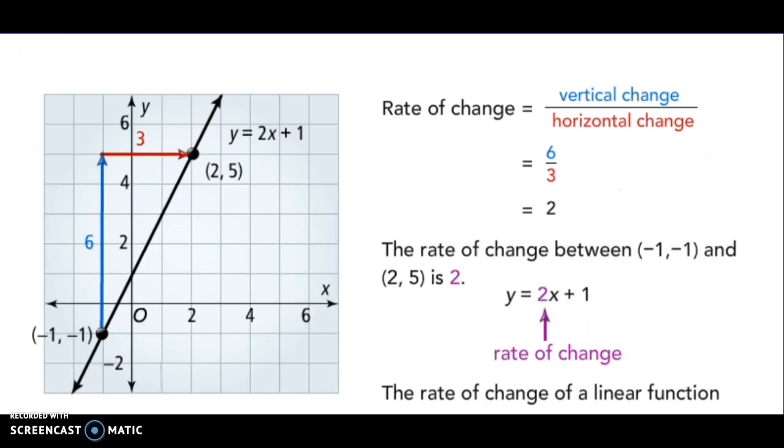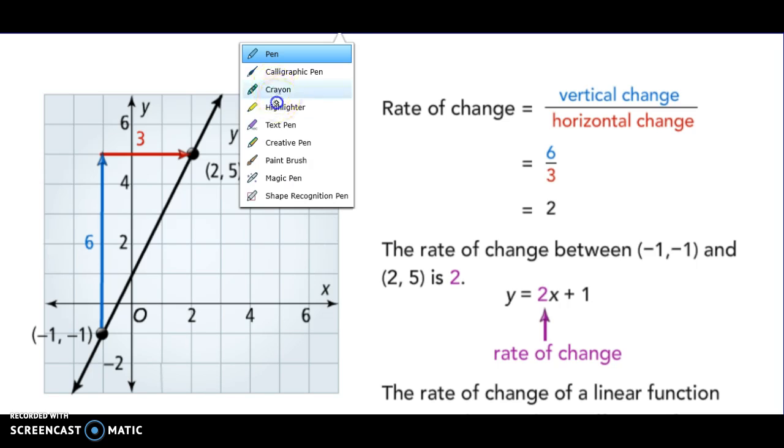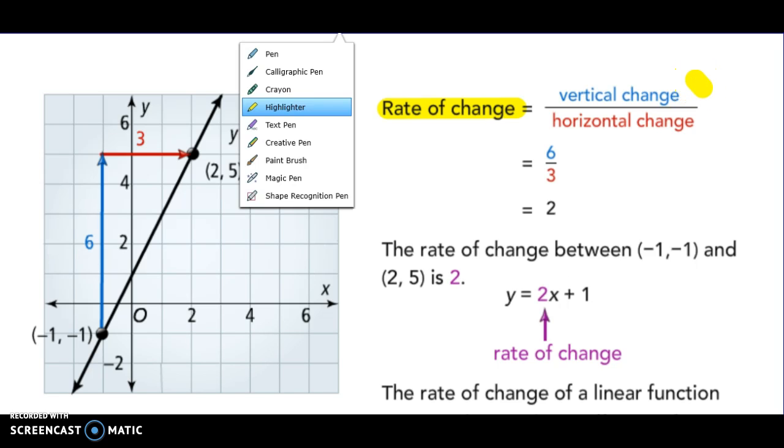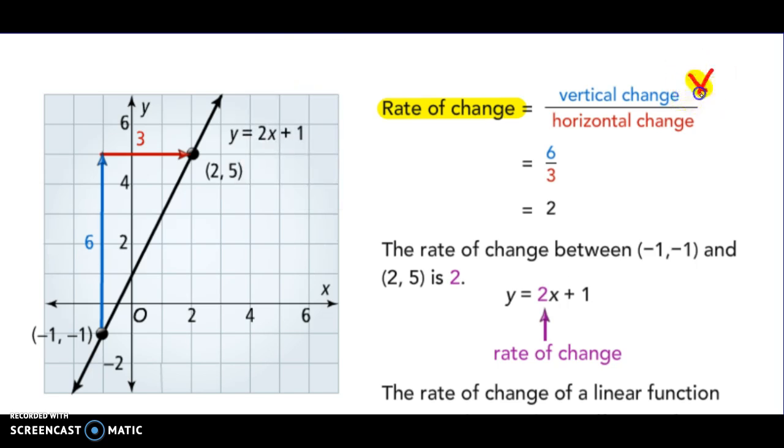Okay, so all of this information here we've discussed a lot in class. I just want you to highlight everything that I highlight. So the rate of change, you've seen this on your index card. Rate of change is simply the vertical change over the horizontal change. Or we know it as the change in y over our change in x.